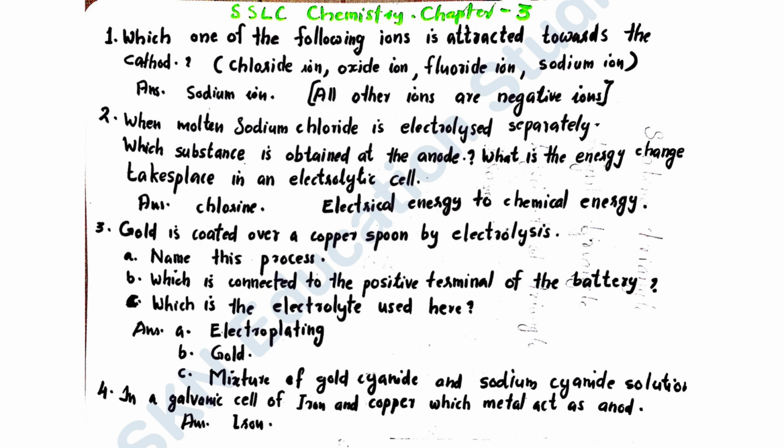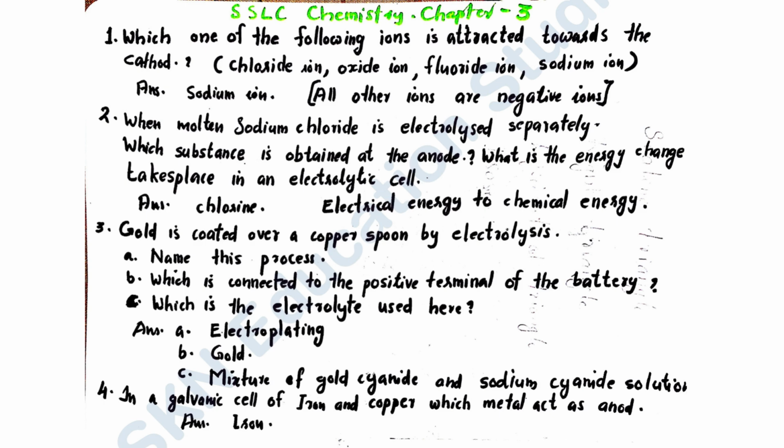Second question, when molten sodium chloride is electrolyzed separately, which substance is obtained at the anode? And what is the energy change taking place in an electrolytic cell? Answer is chlorine, and the energy changes from electrical energy to chemical energy.